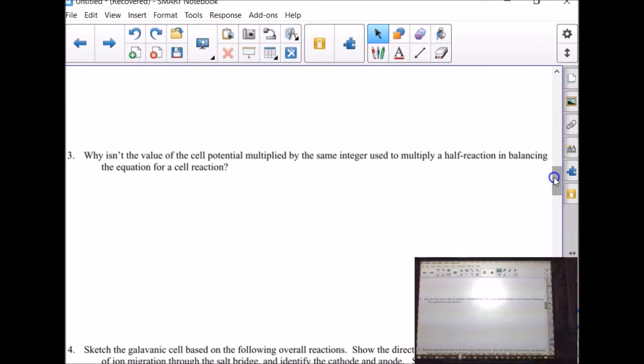Looking at number 3, why isn't the value of the cell potential multiplied by the same integer used to multiply the half reaction in balancing the equation? What I really believe this question is saying is, why don't we multiply the voltages? So if you have a coefficient of 3 and a coefficient of 2, so it gives us 6 electrons total, why don't we multiply the voltages?